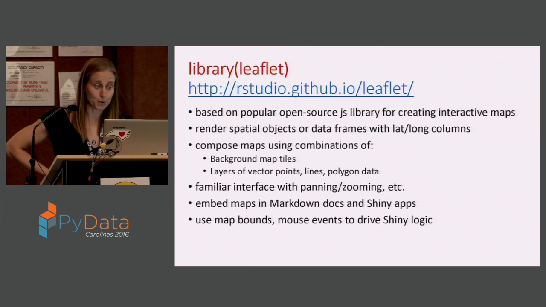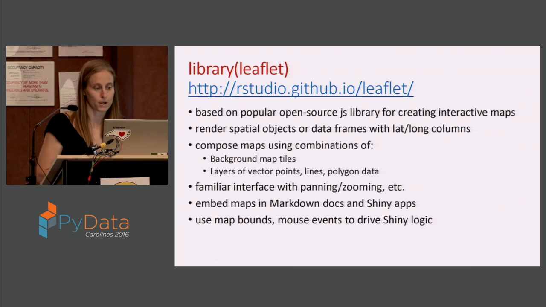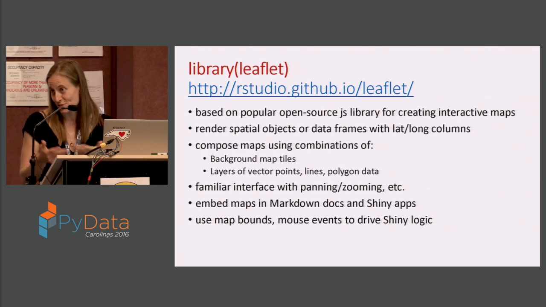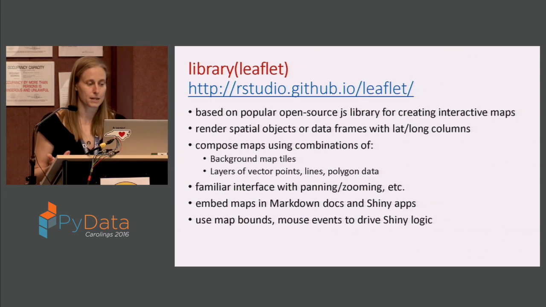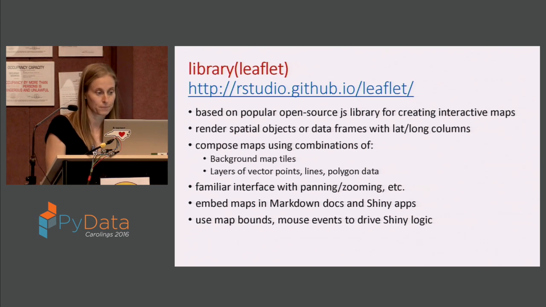So you can compose your maps. They use combinations of background tile maps, which would be like Google Maps or Google Earth, or ones that you define and create yourself. And then you add on your layers of vectors, points, lines, polygons, whatever you have. It provides that familiar interface you see in Google Earth or MapQuest for panning and zooming. Again, you can embed them in Markdown or Shiny. And like in the other tools, you can use interactive events, so if you click on a certain point, you can pull that data for another interactive function and use it to drive actions in Shiny.